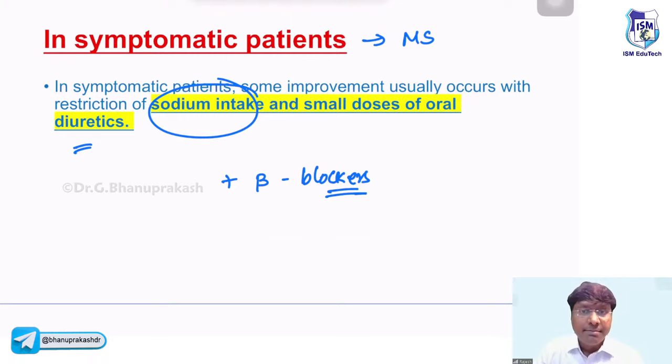But very important is the surgical treatment. What is the surgical treatment that you do in patients with mitral stenosis? We have two options. One is your PBMV, right? And the other one is MVR, that is mitral valve replacement, okay?